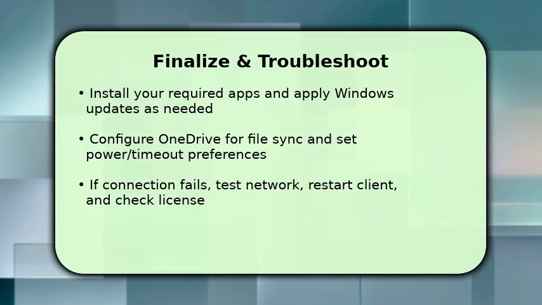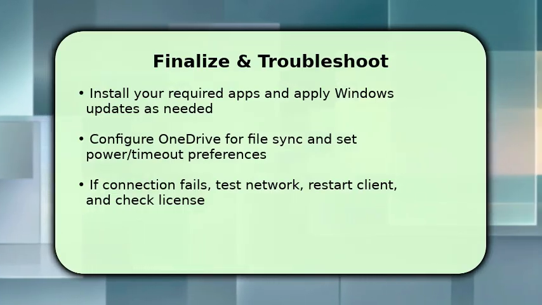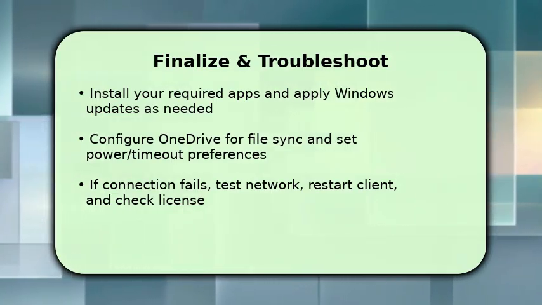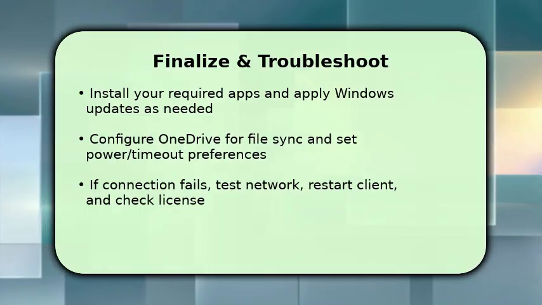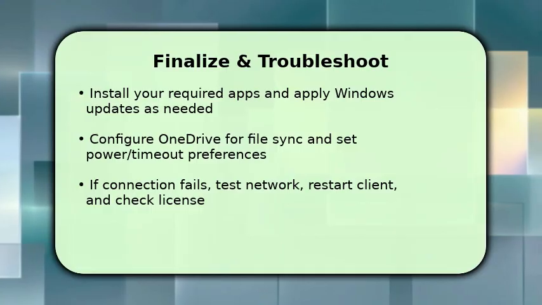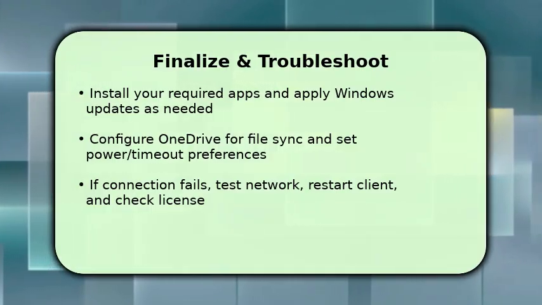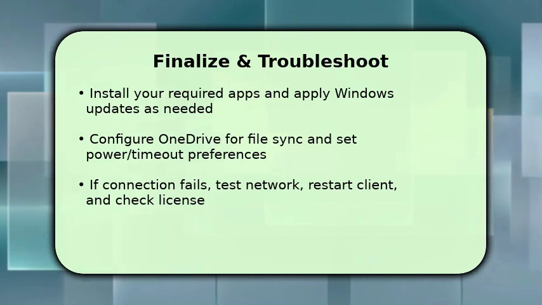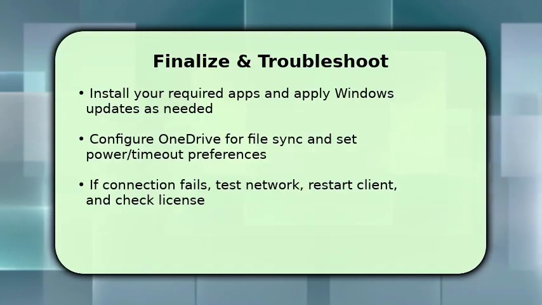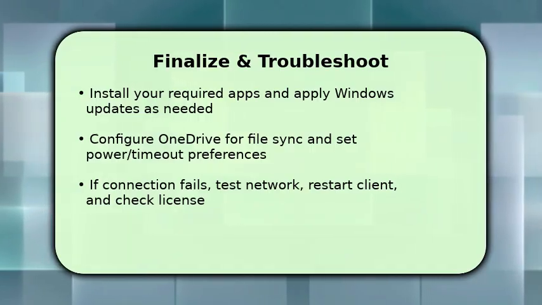If something goes wrong, follow one key troubleshooting tip. Test your network, restart the Remote Desktop client, and confirm your Windows 365 license assignment in the admin portal. That single triage sequence solves most issues quickly. If it doesn't, collect error codes before contacting IT for faster resolution.